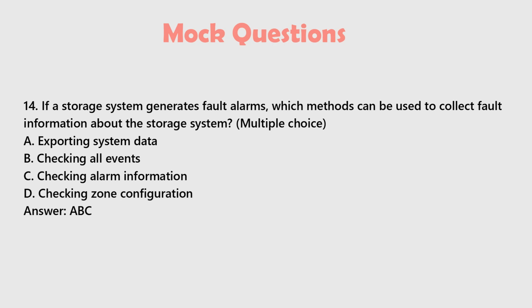14. If a storage system generates fault alarms, which methods can be used to collect fault information about the storage system? Multiple choice. A. Exporting system data. B. Checking all events. C. Checking alarm information. D. Checking zone configuration. Answer: A, B, C.